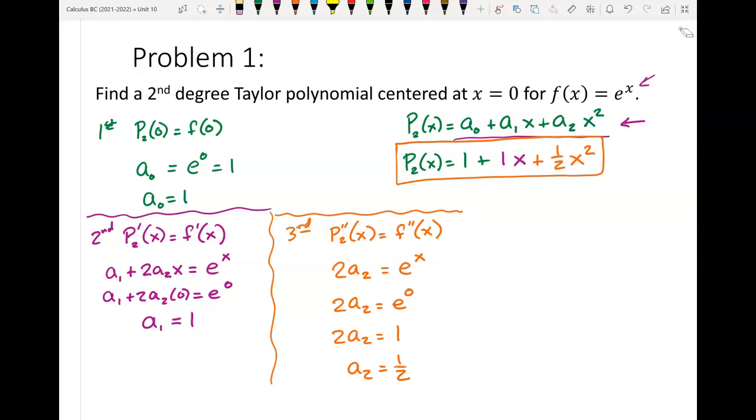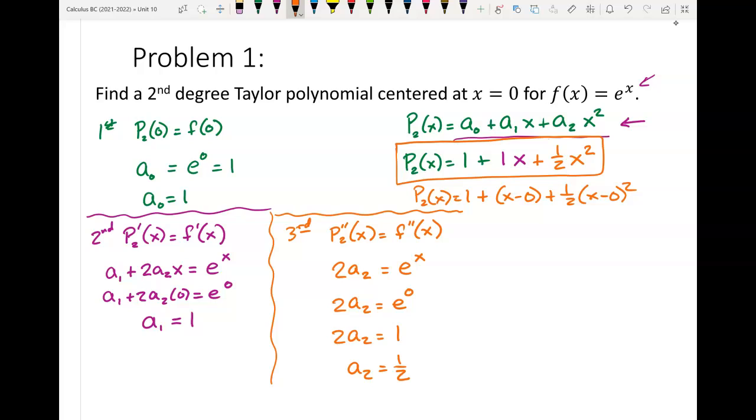We would have x minus c right here. Instead of just x, it would be x minus c, whatever we're centered at. So theoretically, I could have that in here. I could write this as p sub 2 of x equals 1 plus x minus 0 plus 1/2 times x minus 0 squared. So that centered-at value would be going in there with the x's. Okay?